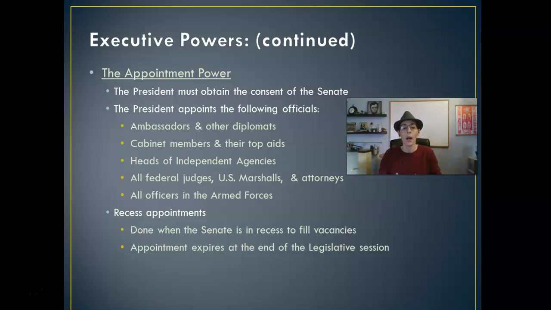Now, in cases where the position needs to be filled and the Congress is in recess, as in they are not in active session, the president can fill these vacancies, okay? And so this person can take that office and serve. However, as soon as the legislative session ends for that year, the appointment expires and they have to go back through the regular confirmation process. So this is not something that can be done all the time. It's a relative rarity. But it is possible, but it's not permanent. That person cannot serve past that initial legislative session.